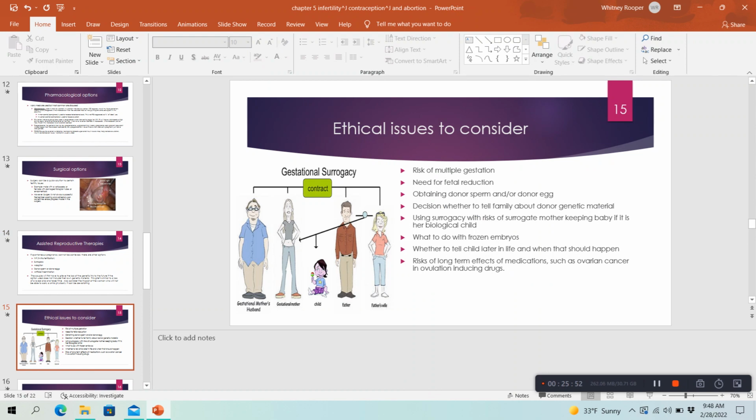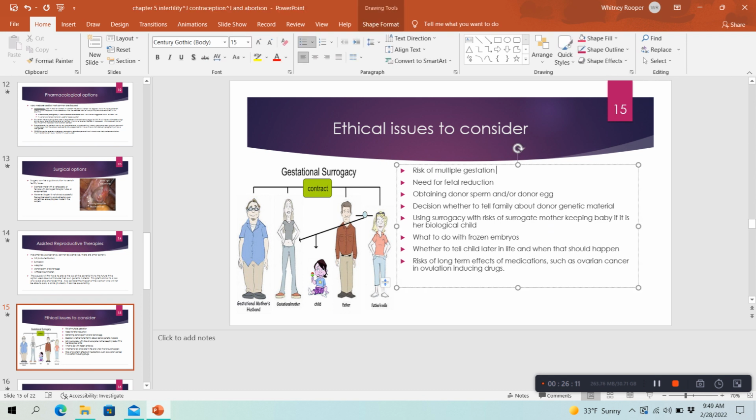Okay, some ethical issues, as I said, that we're going to talk about. First of all, with fertility drugs, you have a risk of multiple gestation. So we have to think about what's the ethics of that. You may think, well, what's wrong with multiple gestation? When I say multiple gestation, I don't mean twins, I mean 5, 6, or 7 babies with in vitro. So what are the ethical issues for having 5, 6, or 7 babies at once?